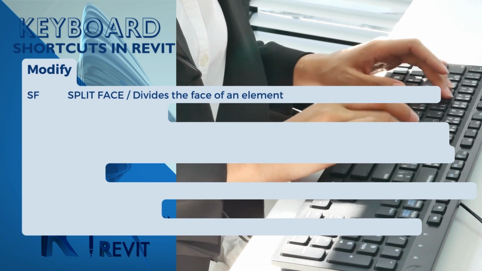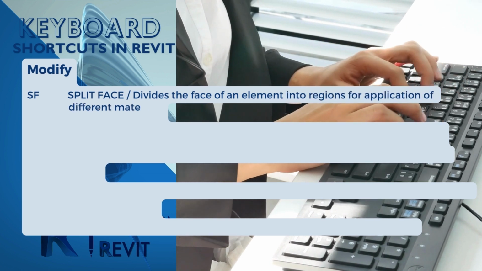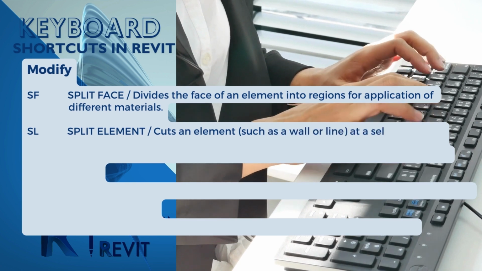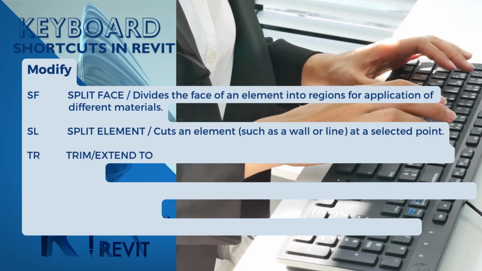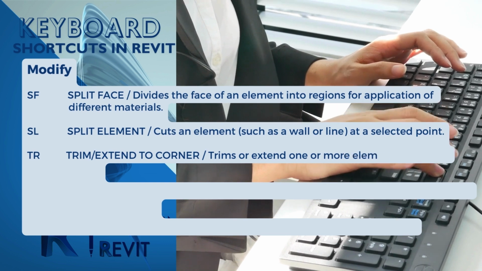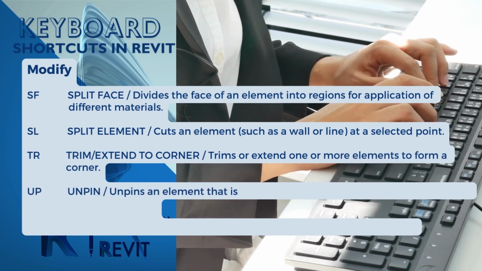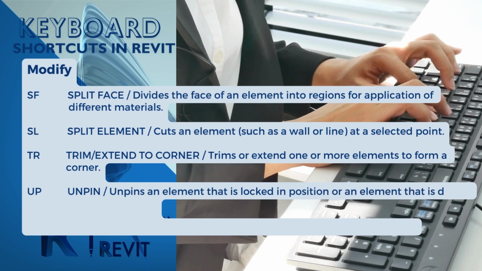SF, split face, divides the face of an element into regions for application of different materials. SL, split element, cuts an element, such as a wall or line, at a selected point. TR, trim, extend a corner, trims or extends one or more elements to form a corner.